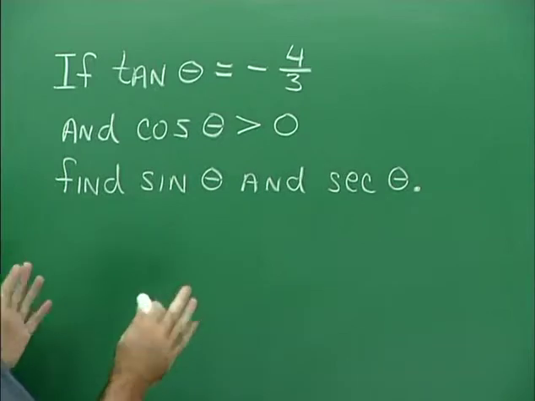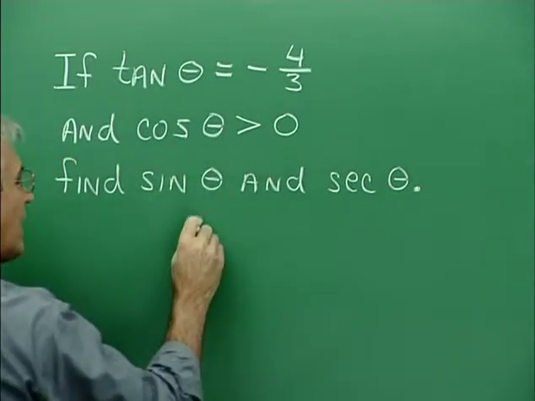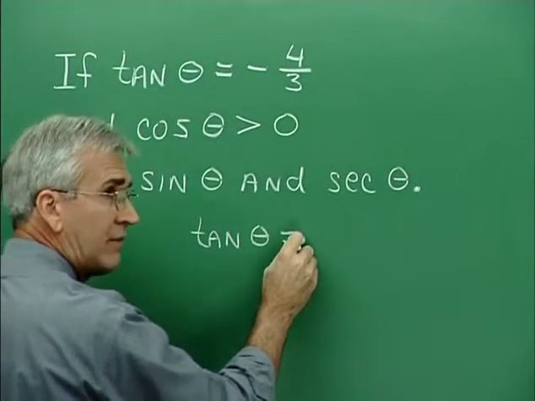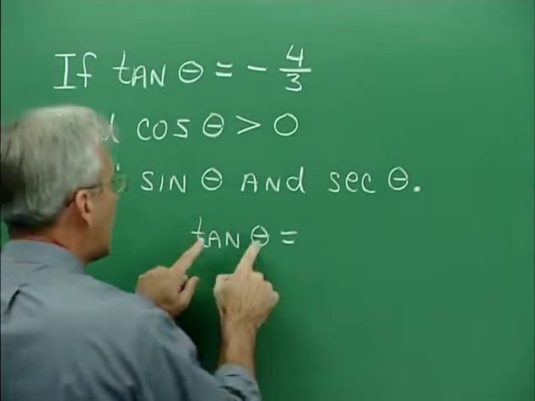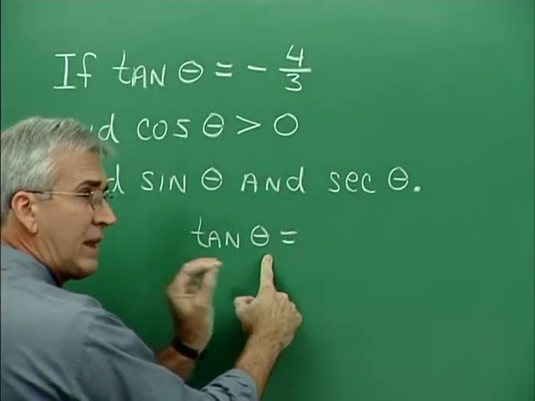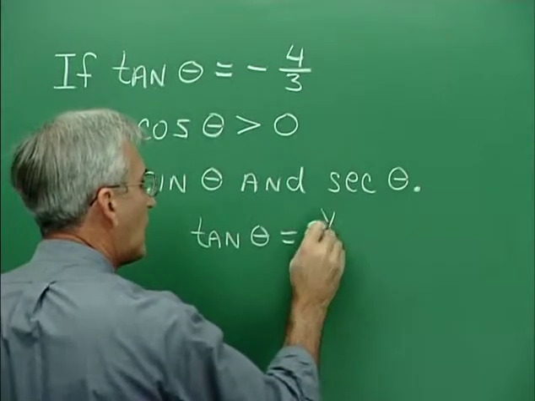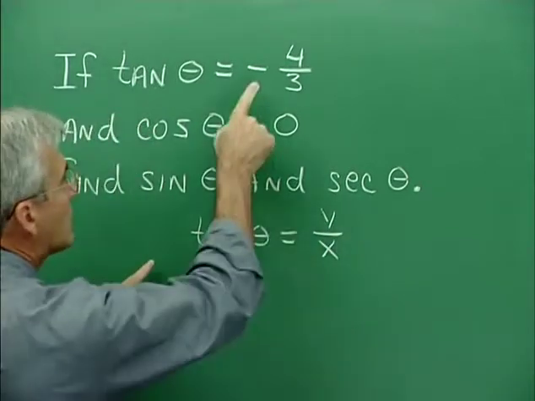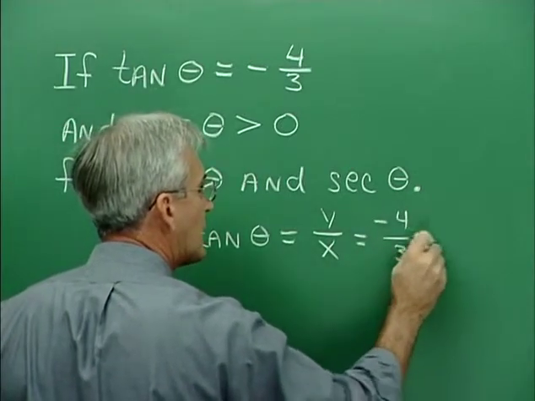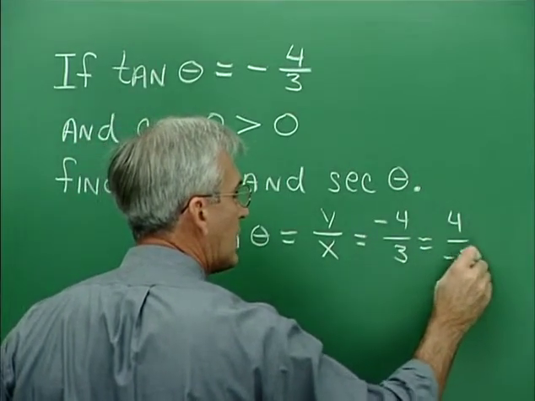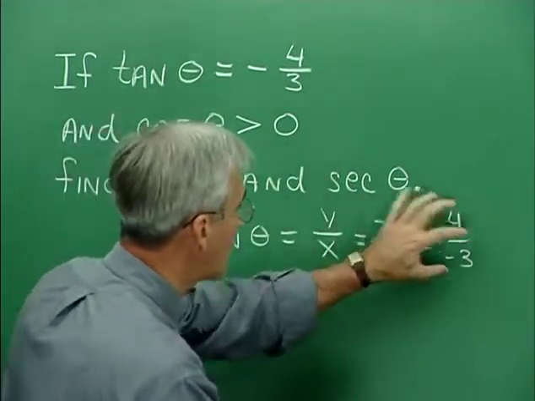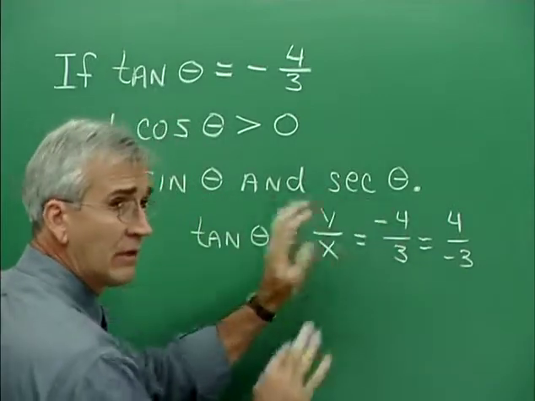We can analyze it in a number of different ways, but I caution you to be very careful here at first. When we're talking about tangent theta, we know it's opposite over adjacent, but when we're thinking about an xy pair, it's y over x. Now we know that it's negative 4/3, so it could be negative 4 over 3, or it could be 4 over negative 3. Which one is it? The second part of the information will tell us, but these are our two options right now.